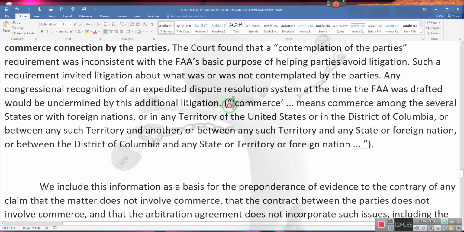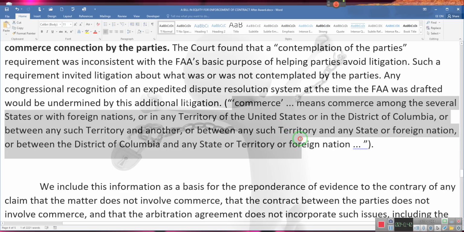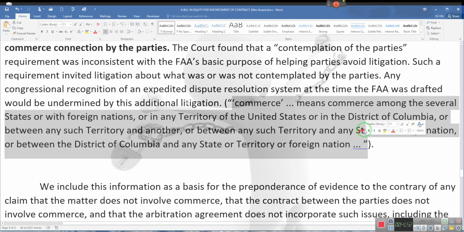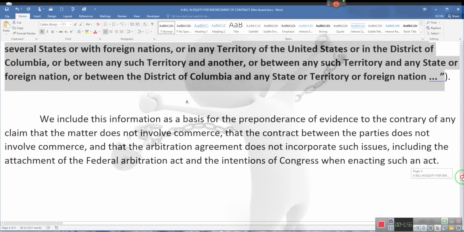What does commerce mean? Commerce among the several states, this is actually from the Act, ladies and gentlemen, with foreign nations or in any territory of the United States, District of Columbia, between any territory and another, and between any such territory and a state or a foreign nation, or between the District of Columbia, any state or any foreign nation. And you'll see it also talks about persons within this. This is from the Act. Okay, Section 1 of the FAA.